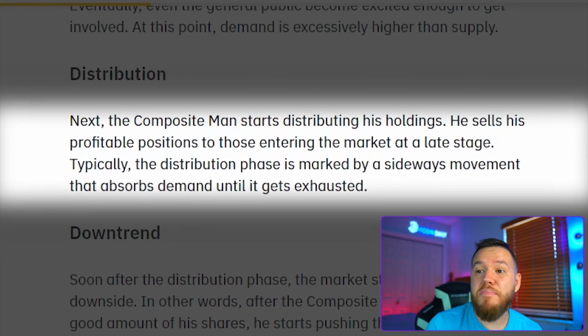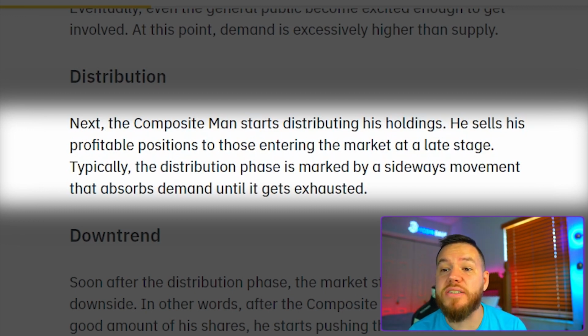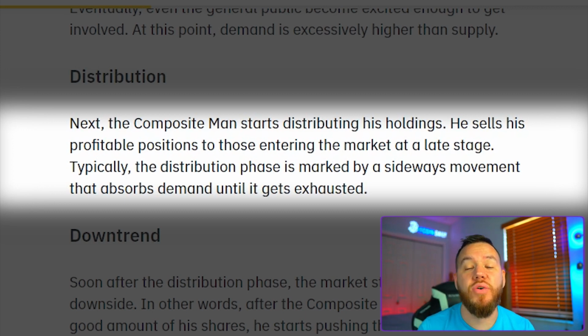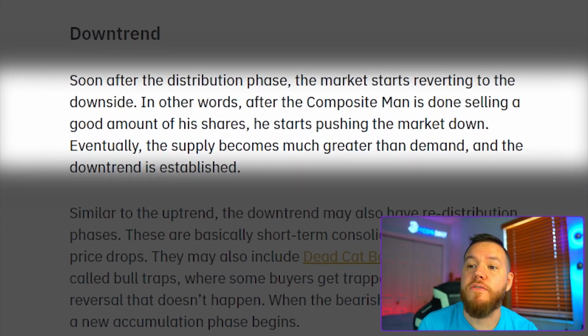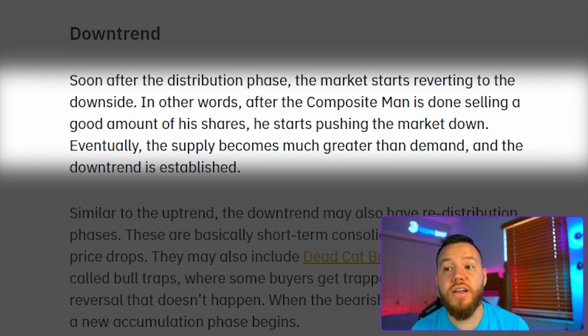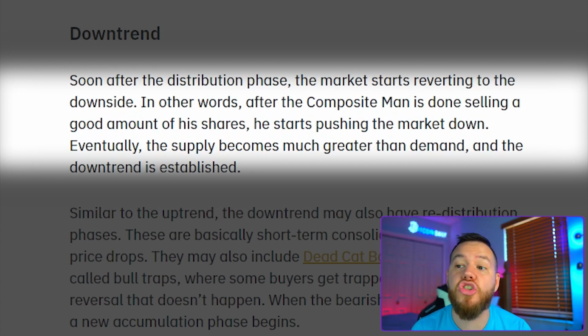Next, the composite man starts distributing his holdings. He sells his profitable positions to those entering the market at a late stage. Typically, the distribution phase is marked by a sideways movement that absorbs demand until it's exhausted. Soon after the distribution phase, the market starts reverting to the downside. In other words, after the composite man is done selling a good amount of his shares, he starts pushing the market down. Eventually, the supply becomes much greater than demand and the downtrend is established.